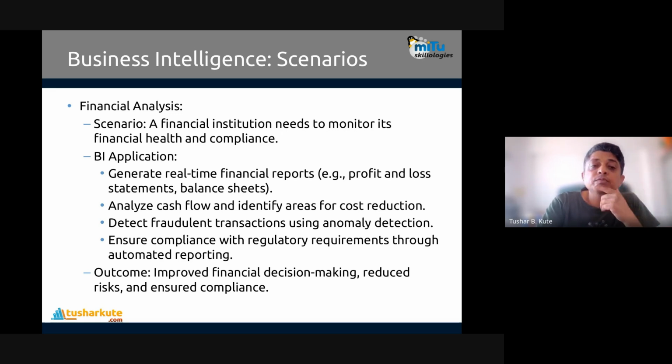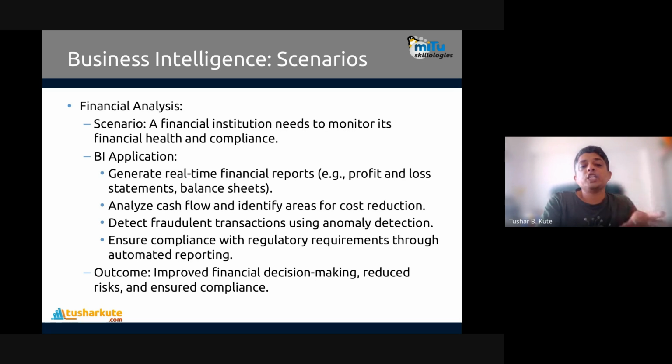So what can a BI application do? A BI application generates real-time financial reports, like how much profit you get, how much loss you get. That is, a balance sheet can be generated by this. MS Excel is also a BI tool which can be used to accomplish this work.